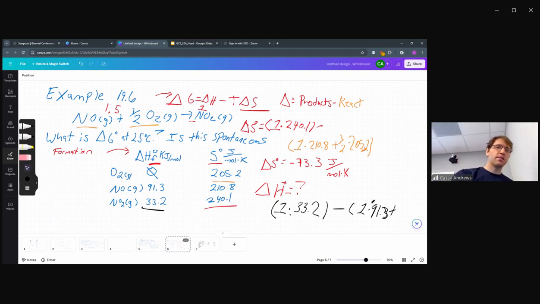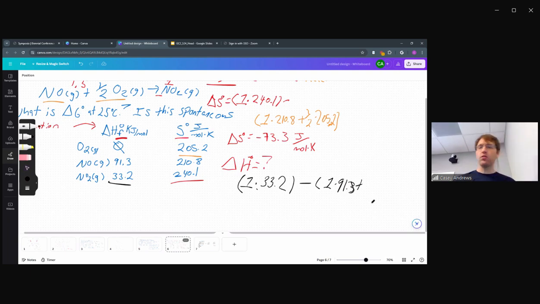Plus 1/2 mole times 0, because oxygen has a formation of 0. So delta H is 33 minus 91.3. Delta H is negative 58.3 kilojoules per mole.